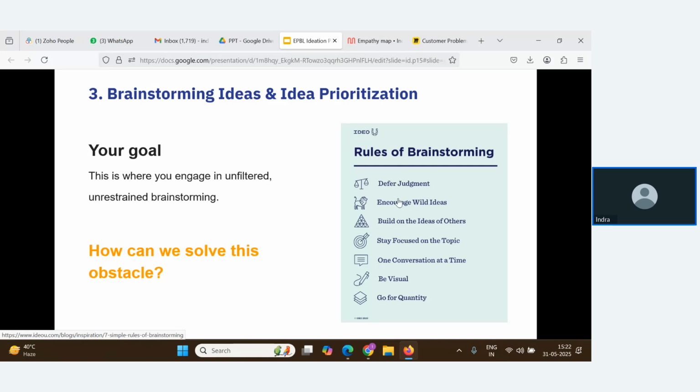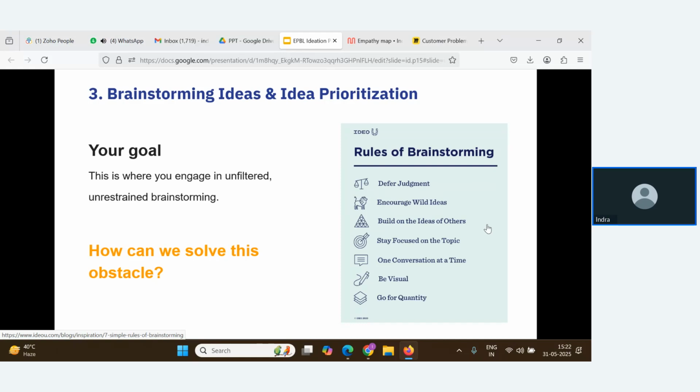Then, encourage wild ideas. Sometimes unusual ideas lead to a better solution, so we do not skip them. Then, build on the ideas of others. Some of the ideas your friends give can spark another idea, so this works together. Let's say your friend is giving some idea, and it will spark something in another person's mind, like, yes, we can do it that way also.